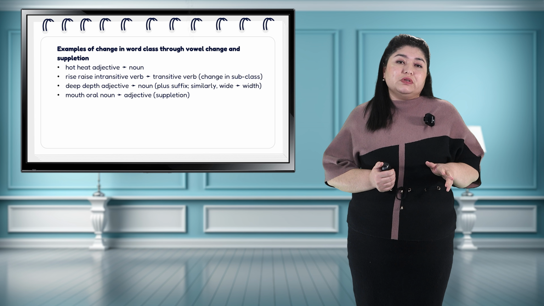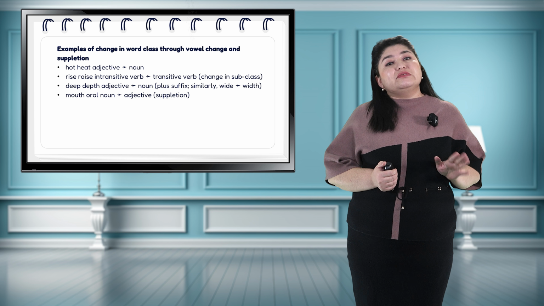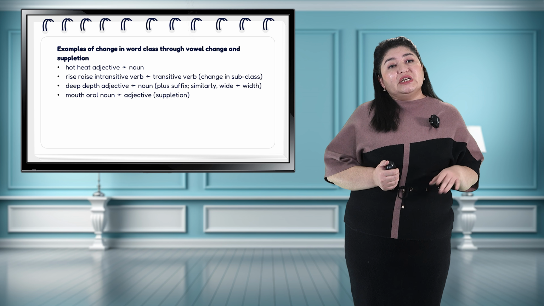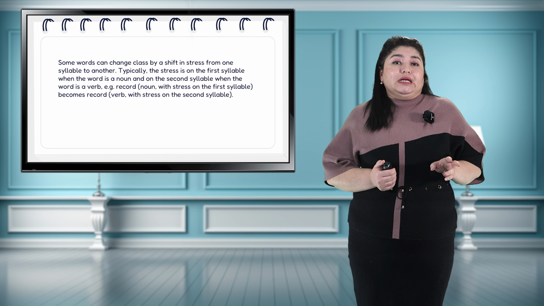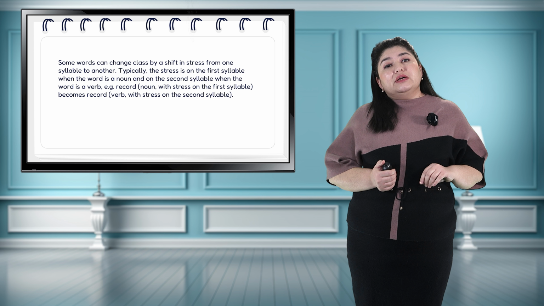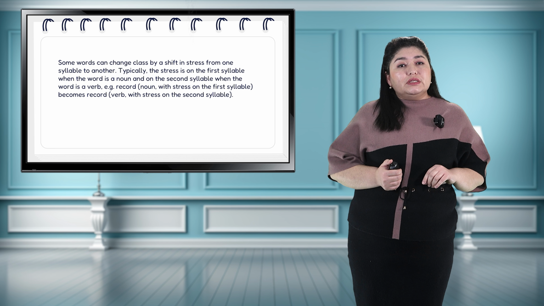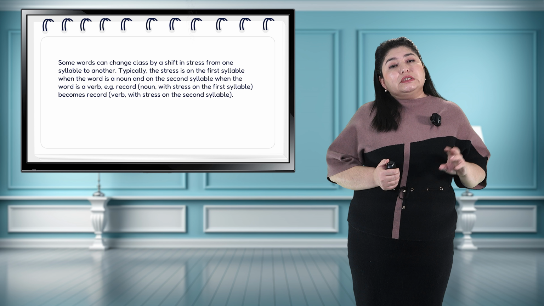Or intransitive verb to transitive verb. For example, here rise is an intransitive verb. It can be changed to arise, which is a transitive verb. Some words can change class by a shift in stress from one syllable to another. The stress is on the first syllable when the word is a noun, and on the second syllable when the word is a verb. For example, record: noun with stress on the first syllable, and it becomes record, verb, with stress on the second syllable.